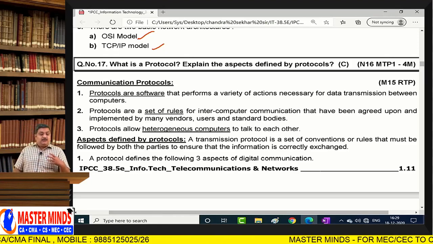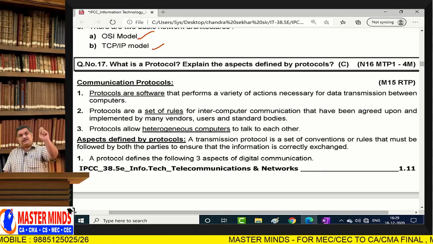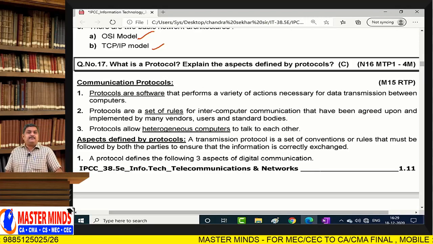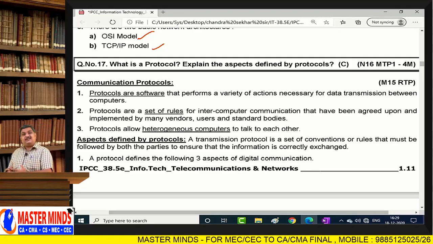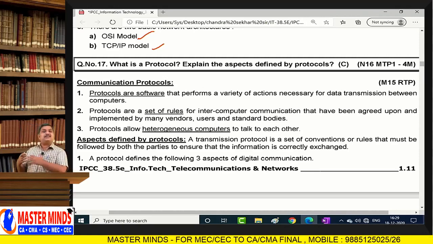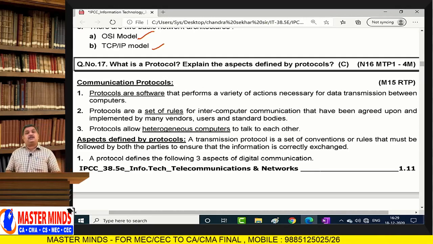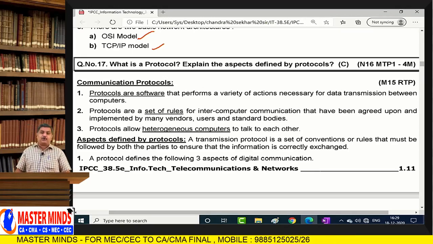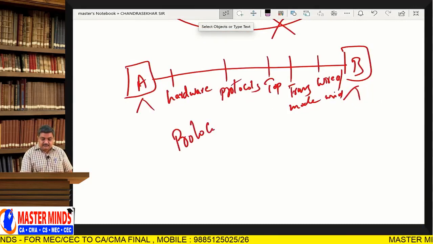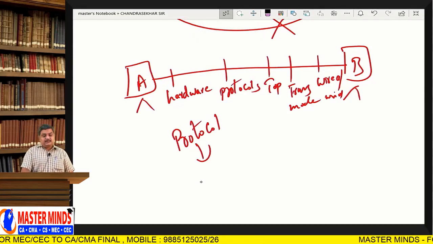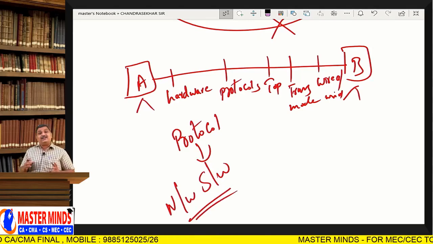Now, what do you mean by protocol? Protocol is the most important thing in a computer network. Generally, what is the meaning of protocol? Protocol is the set of rules and regulations that are to be followed while doing something. Likewise, in computer network also, a protocol is very, very important. Then what is a protocol? Generally, protocol comes under network software.